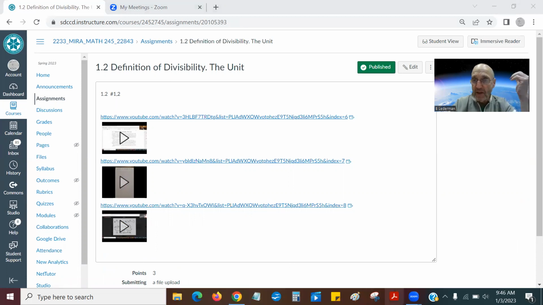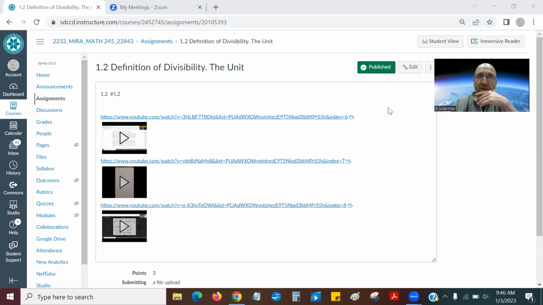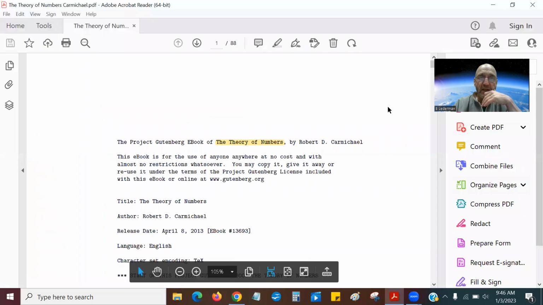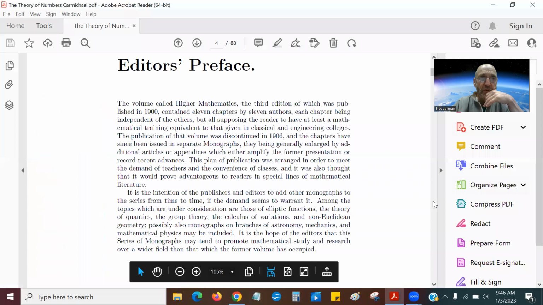How do you find it? It's right here in the textbook. Let me just show you how to find it. Theory of Numbers right there. And here is Section 1.2.